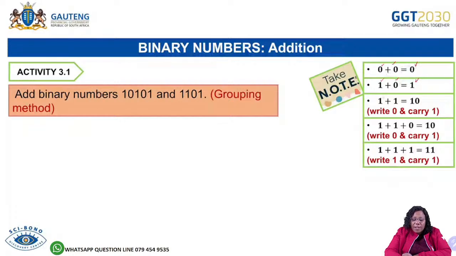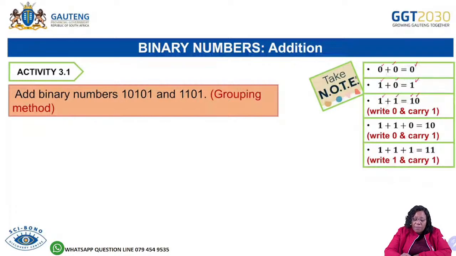But if you add binary 1 and 1, your answer will be 1 and 0, which in our normal numbers we say is 10. But this is a 1 and 0 in binary. And then you will write a 0 and carry 1. You'll see this when you do the method of addition on the binary numbers given to us.